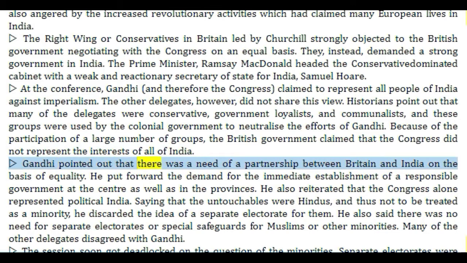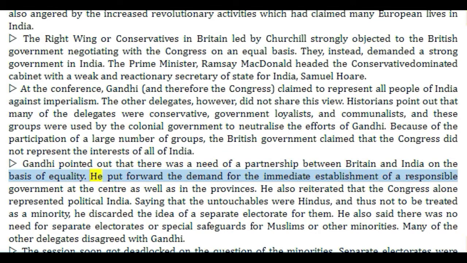Gandhi pointed out that there was a need of a partnership between Britain and India on the basis of equality. He put forward the demand for the immediate establishment of a responsible government at the centre as well as in the provinces. He also reiterated that the Congress alone represented political India, saying that the untouchables were Hindus, and thus not to be treated as a minority. He discarded the idea of a separate electorate for them. He also said there was no need for separate electorates or special safeguards for Muslims or other minorities. Many of the other delegates disagreed with Gandhi.